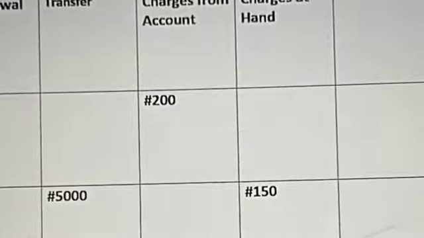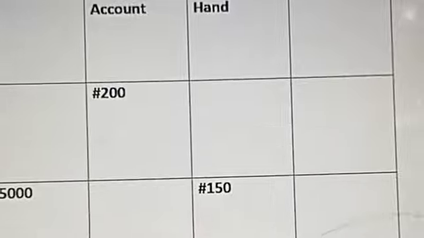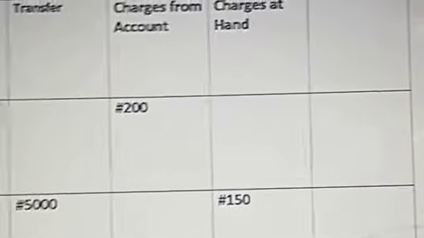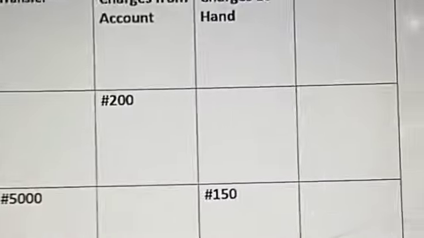So this is how you continue. Then at the end of the day, you can now balance the charges you collected at hand and the charges you collected from the account. You can check the ones you have at hand and the ones you have in your account to see if they are similar with what you have on your table. So this is basically how you'll be able to do that.